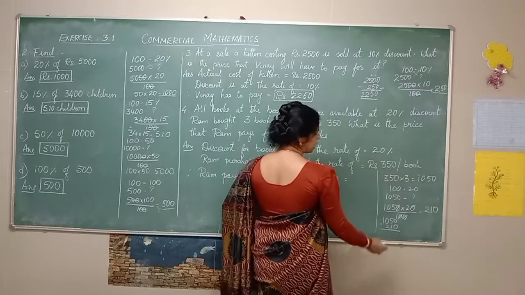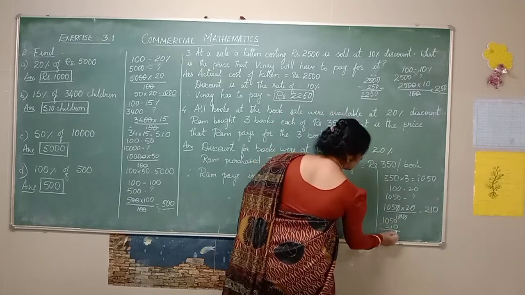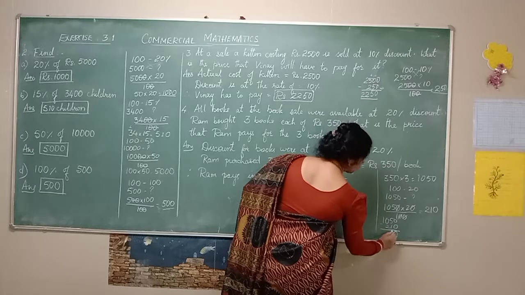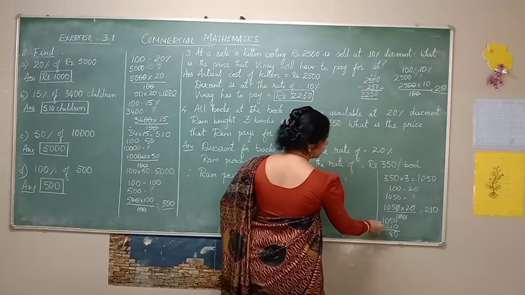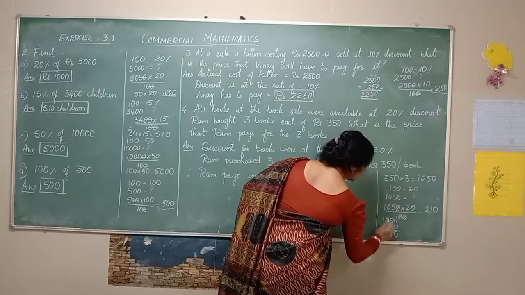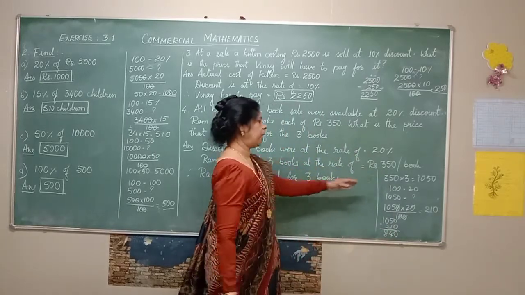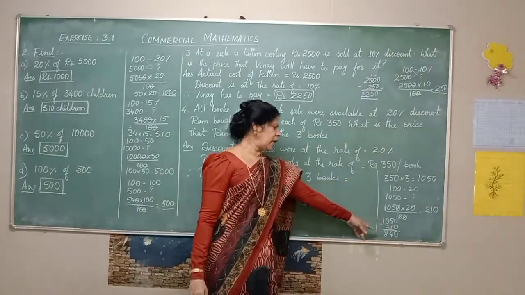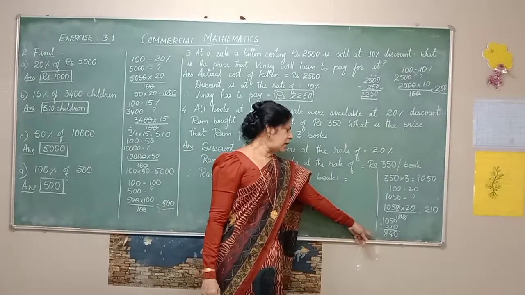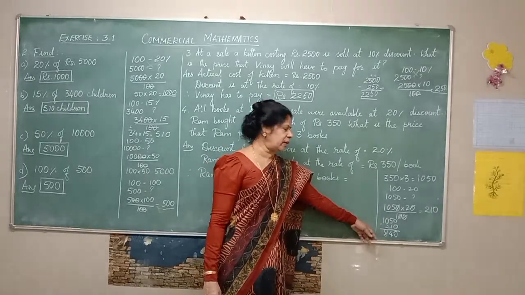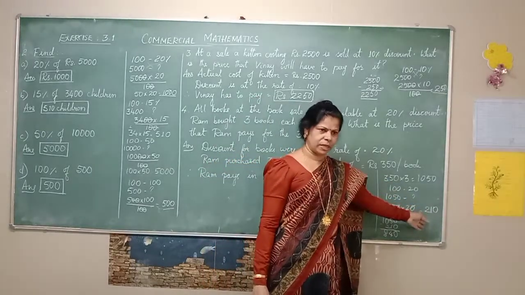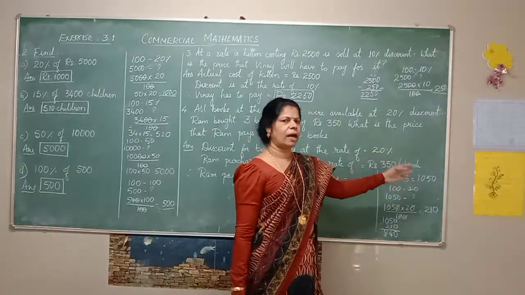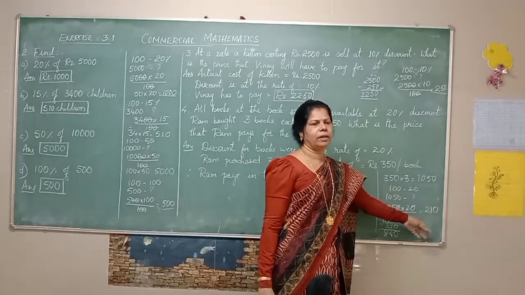So totally how much he has to pay now? See, 0 minus 0 is 0. 5 minus 1 is 4. So from 0 you cannot minus 2. So 10 minus 2 will be 8. So instead of paying 1050, he has to pay an amount of 840. So he has got a profit of 210 rupees, whereas the shopkeeper has lost 210 rupees.